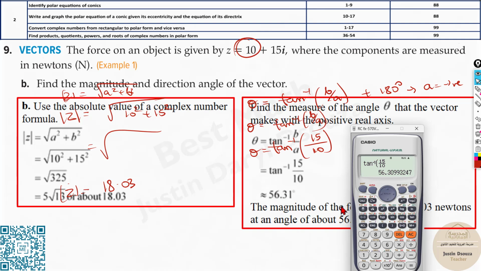So these are the answers. 18.03 and 56.3. Now, if at all they want it in radians, generally they'll ask you to find the degree. In a written exam, you can just write in degrees only, okay? The direction angle, write in degrees. But if they specify radians, then you can shift mode and 4. Now this is in radians, okay? 0.98 in terms of radians or pi. But if you just want degrees, shift mode and 3. That's the answer.